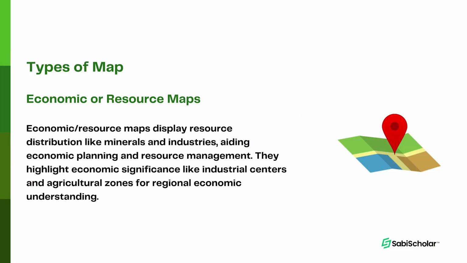So we also have the economic resource map. The economic or resource map shows the distribution of resources such as minerals, forests, agriculture, and also industries located in that particular geographical region. These maps are meant to illustrate the economic activities and resources, as well as the distribution of those resources in the particular area that the map is drawn for. So this is also useful for economic planning, resource management, and understanding regional economies.